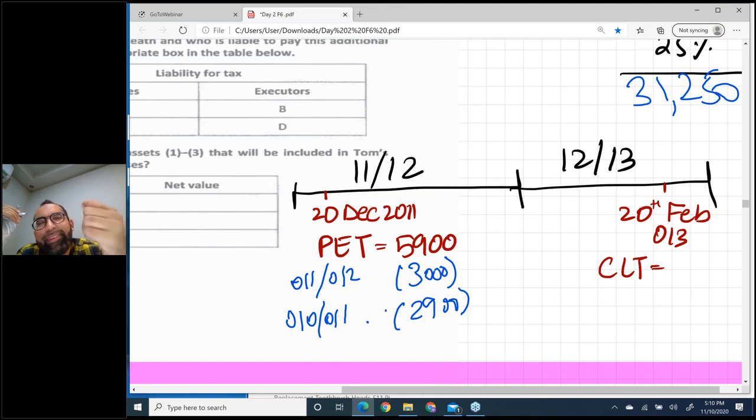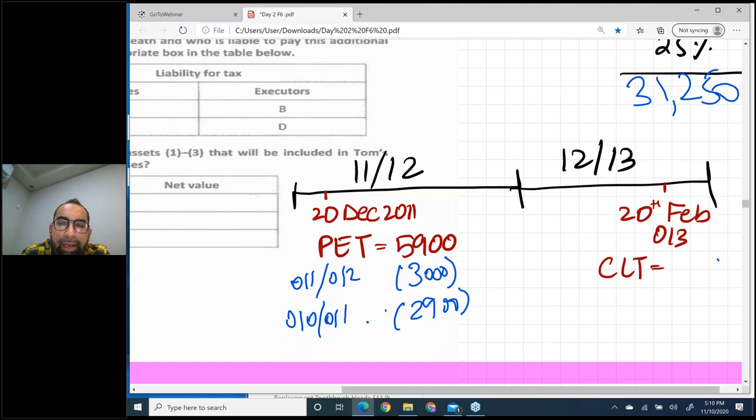Now the student will ask one question, sir, what about the 100 annual exemption that is still left? That will be expired. That will be wasted. Why? Because the 10-11 annual exemption can only be used till 11-12. Okay, so that 100 is wasted.